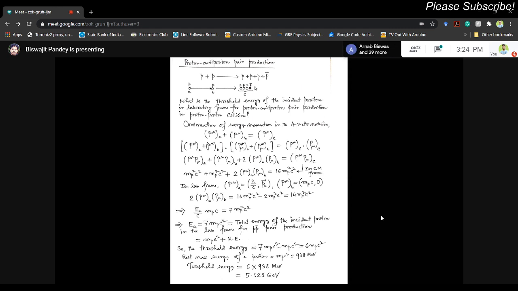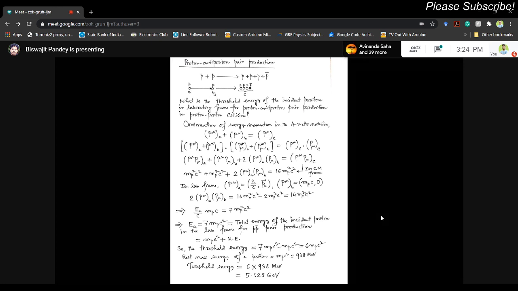So as I told you, conservation of energy momentum in the 4 vector notation ensures that the 4 momentum of particle A, which is proton A, and proton B, we are just labeling, otherwise you will not be able to distinguish which proton we are talking about. So I have labeled this to be A and this is B. So P mu A plus P mu B is equal to P mu C, the 4 momentum of this system of particles.